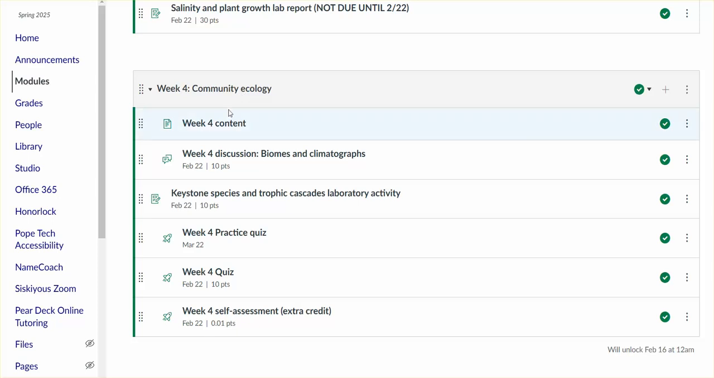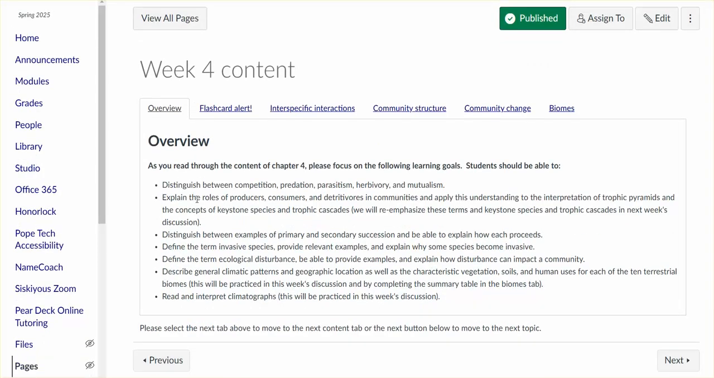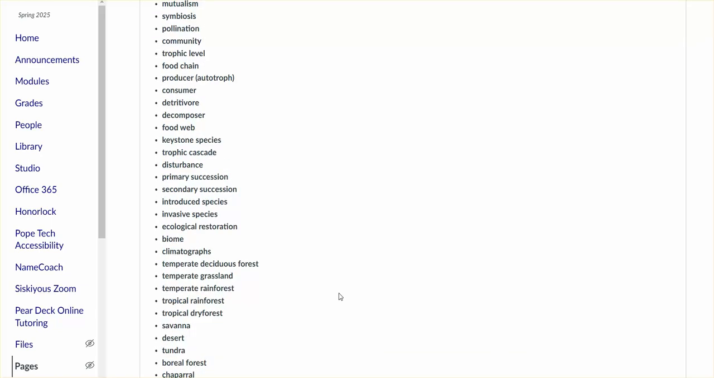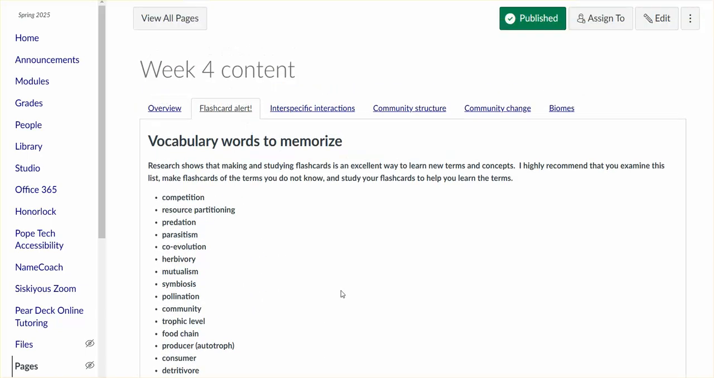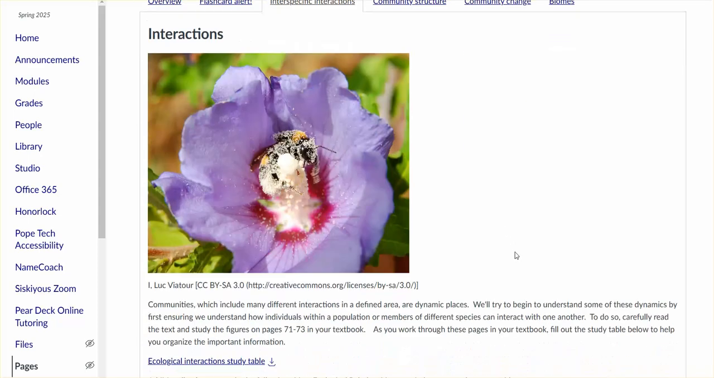This week we'll be studying community ecology, and the content page has some learning objectives to help guide your reading of Chapter 4. It also lists some terms to know. Take a look at this list. If there are any terms you are not familiar with, I recommend you make flashcards and study those flashcards. The remaining tabs have some resources to help you get to know some of the topics.